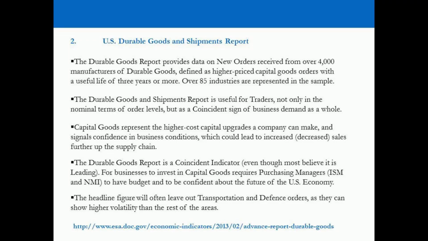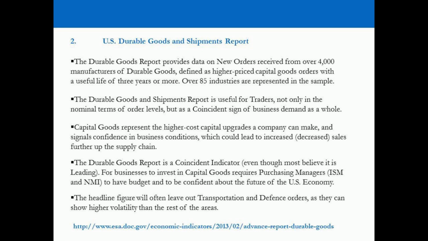Durable goods and shipments, coincidence indicator. 85 industries in one sample, but they are big multinational companies with big capital-intensive products. It's the inputs of capital within the manufacturing industry.